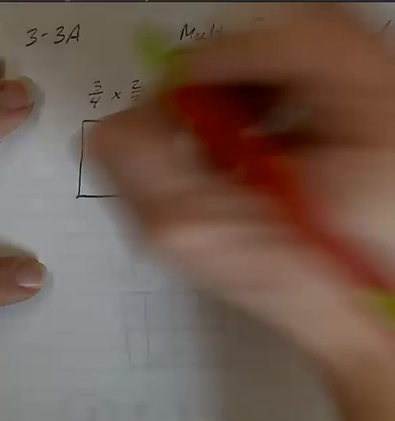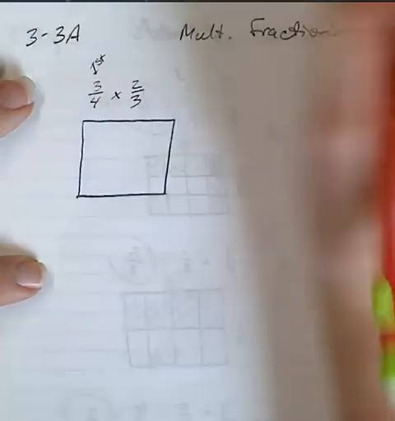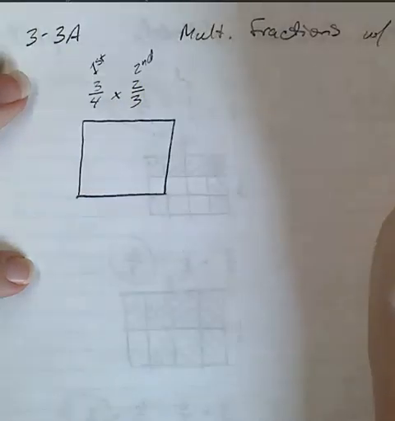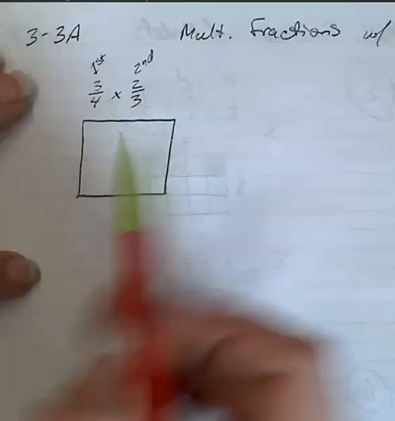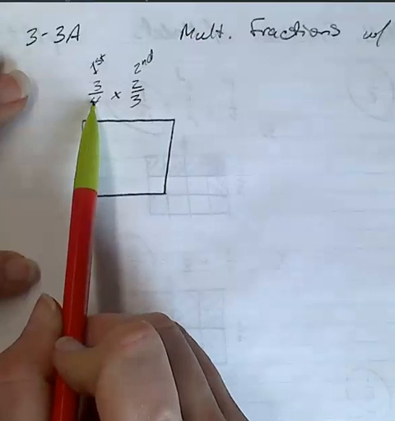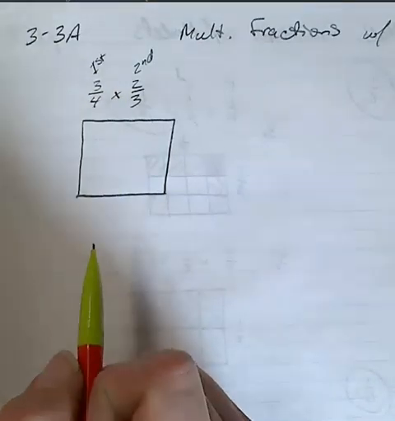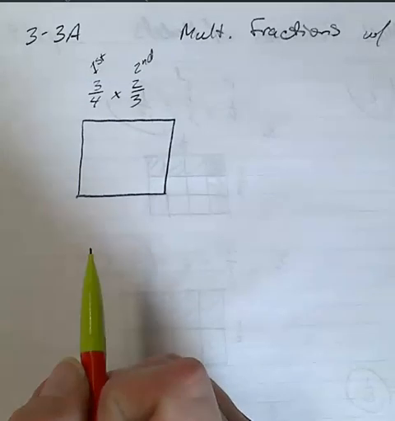Okay. The first number we're going to draw first. The second number we're going to draw second. Always. So we're trying to find out if we had 3/4, what 2/3 of that would be. So we aren't even starting with a whole one. Now we're going to find 2/3 of that.